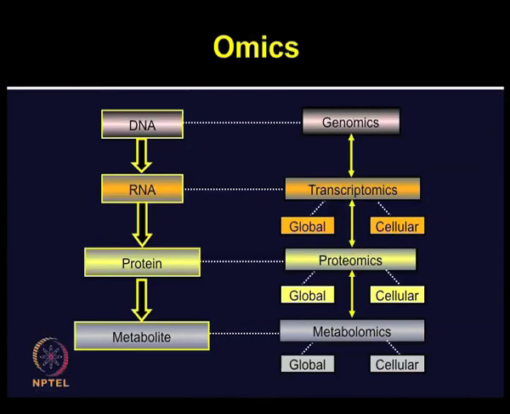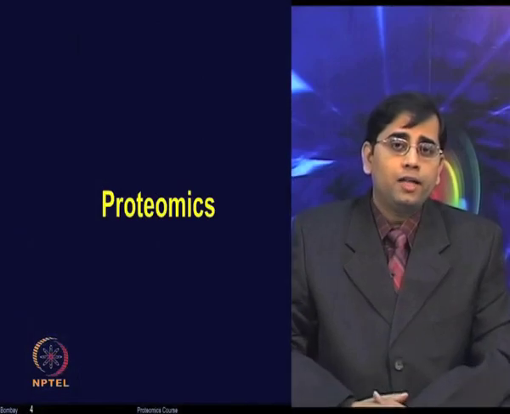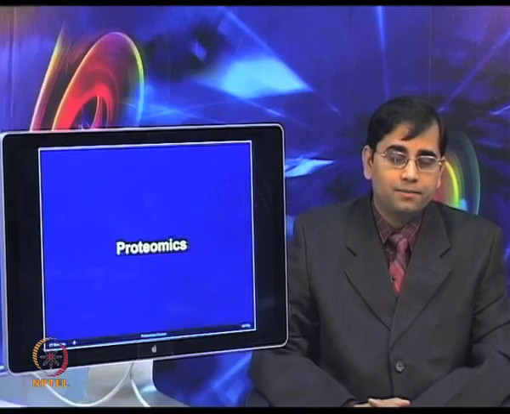As you can see in the slide, if you are studying DNA in totality, that is known as genomics, RNA study is transcriptomics, proteins is proteomics and metabolites is metabolomics. If you are looking at all of the cellular contents of the proteome, that is known as cellular proteomics or cellular genomics, and similarly all of the proteome of an organism is known as global proteomics, or at the gene level, global genomics. So, let us first start with proteomics.